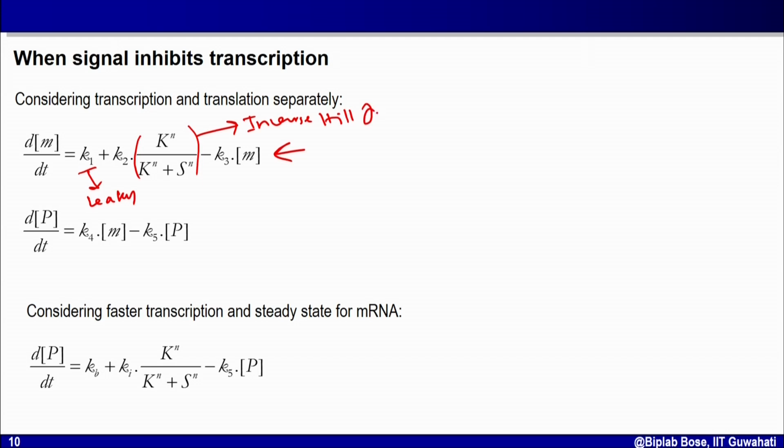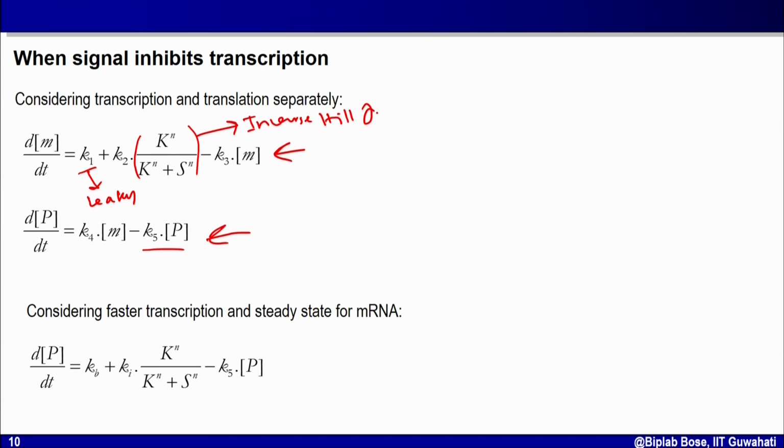K3 into M is nothing but the rate of first order degradation of mRNA. And the second ODE shown here, dP/dt, is K4 into M, that is the rate of translation of the protein, which depends upon the concentration of mRNA present, minus degradation of the protein, K5 into P. Now just like the previous one, here also I can consider that transcription is much faster than translation, and the mRNA reaches a steady state much before the protein reaches a steady state.